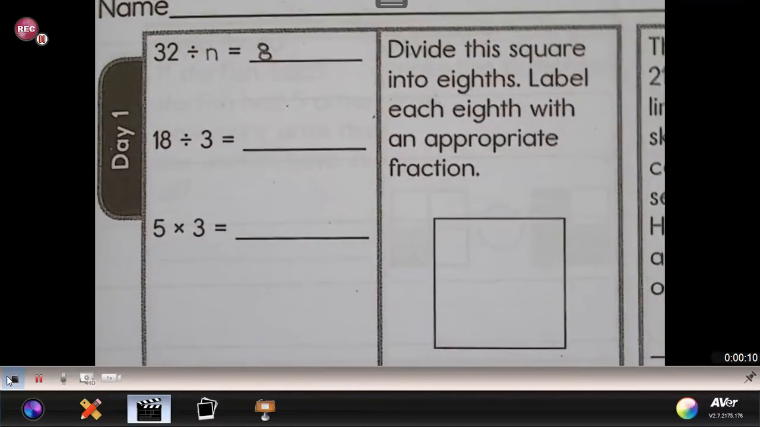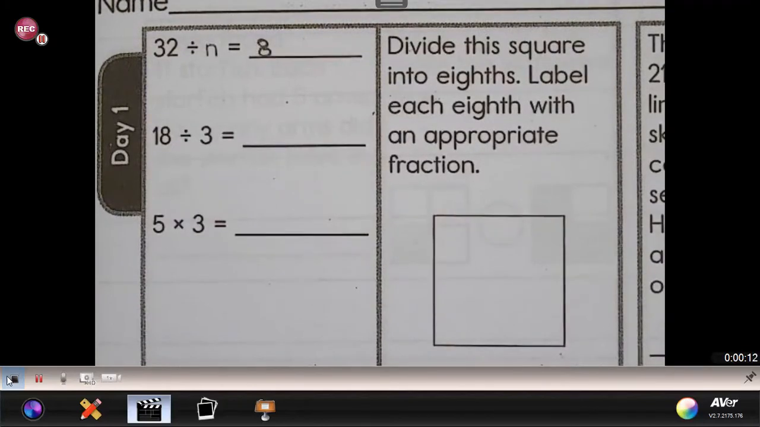It is Tuesday, and we are going to look at our week 27, day one. Even though it's Tuesday, I know we usually do day one on Monday, but since we had Easter break, we will be doing a DMA on Friday. So let's take a look at our first set of problems.